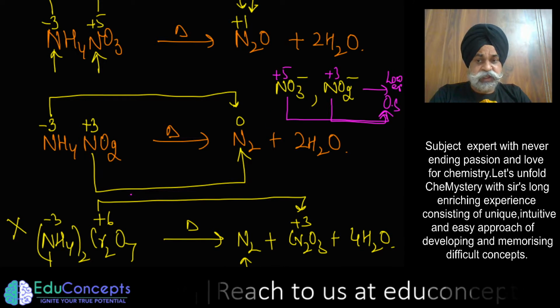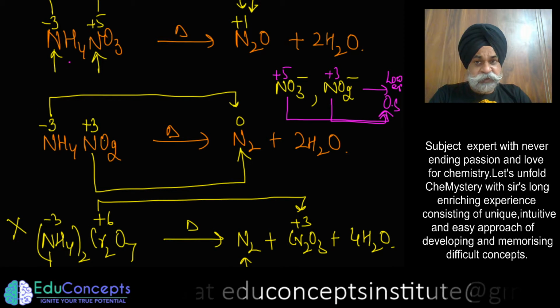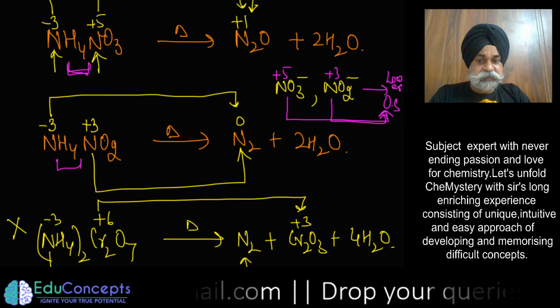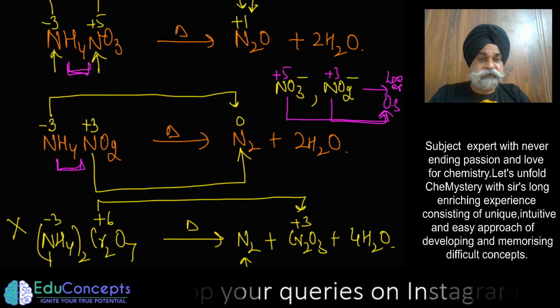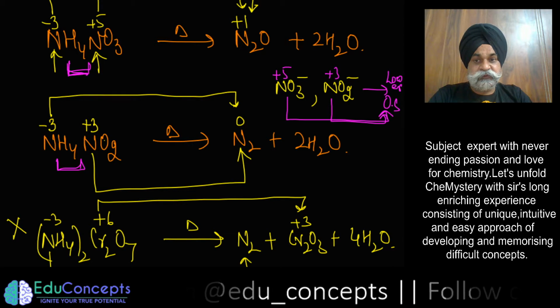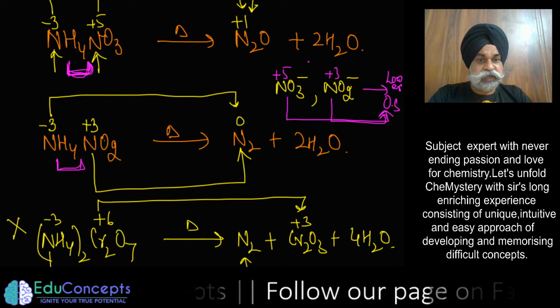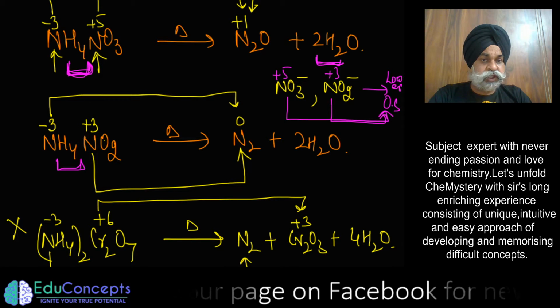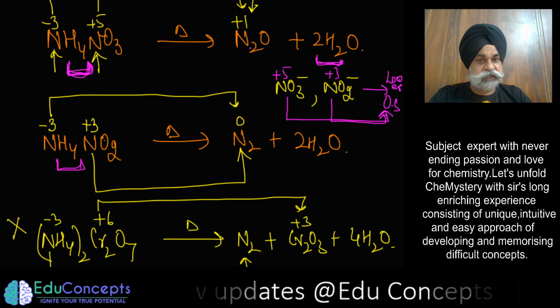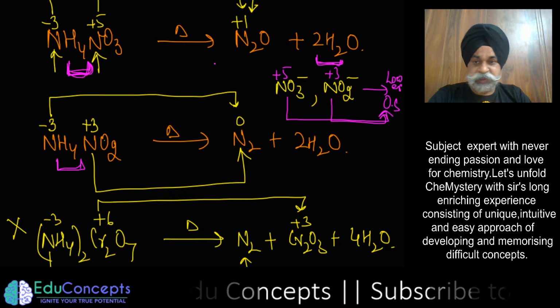whatever hydrogens it would be having, that much number of hydrogens would definitely go out on heating as water. So you have four hydrogens here, so that means two water could go out, and now what you are left with is two nitrogen and one oxygen. This is the tip to remember.